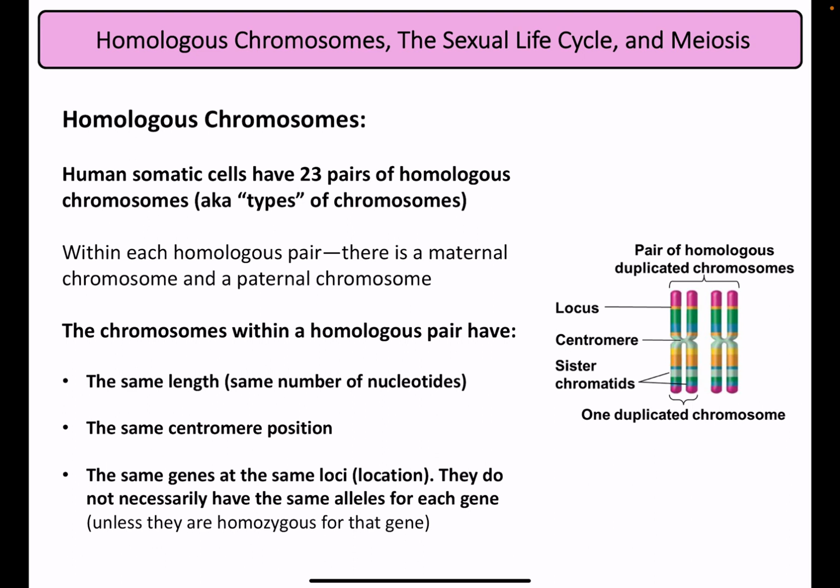Why do you have 2 copies? Well, you inherited one copy from your mom and the other from your dad. Together, the maternal version of chromosome 1 and the paternal version of chromosome 1 represent a single homologous pair. Now again, we have 23 pairs just like this.